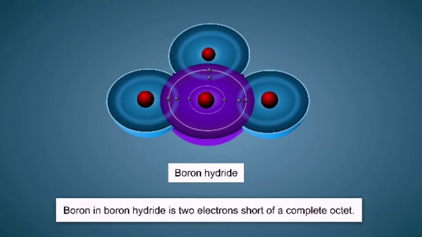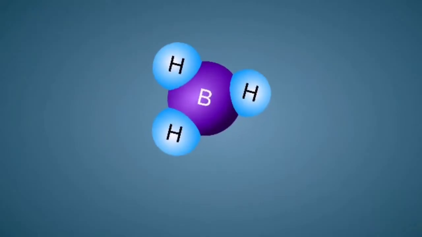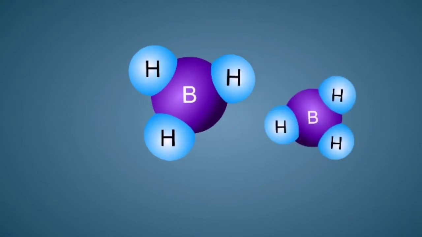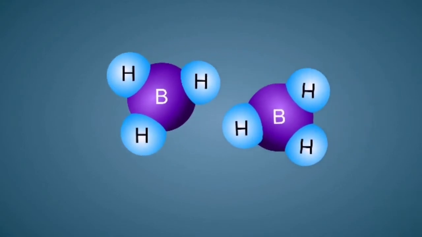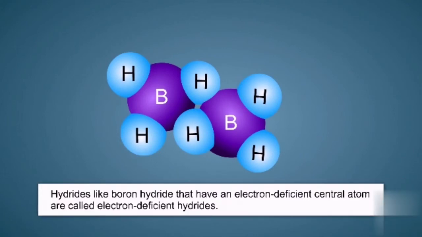This means that the boron atom in boron hydrate is 2 electrons short of the complete octet. Due to the incomplete octet of boron, boron hydrate is unstable and usually exists as its dimer diborane. Such hydrates like boron hydrates that have an electron deficient central atom are called electron deficient hydrates.